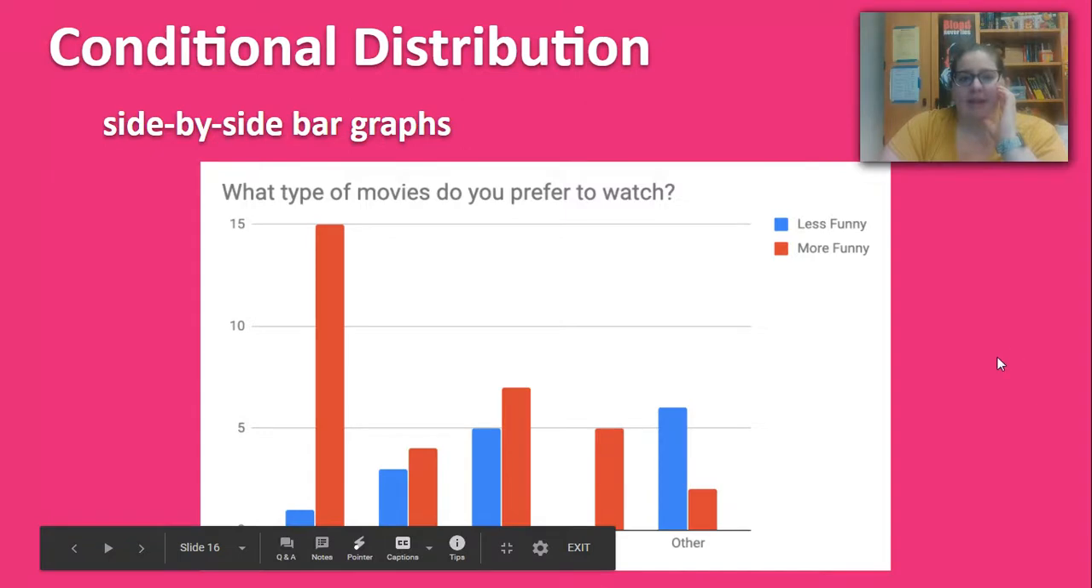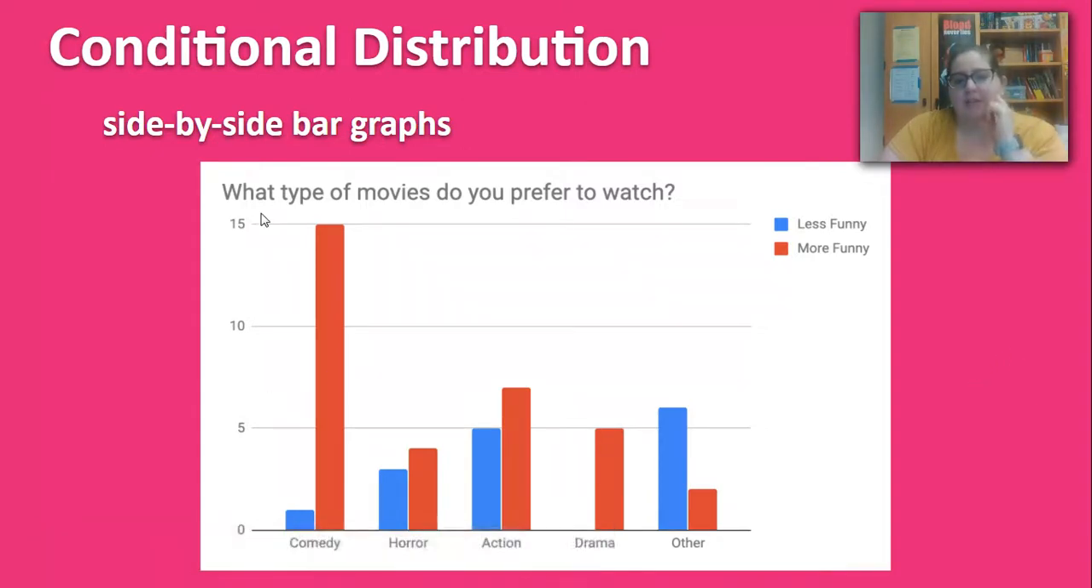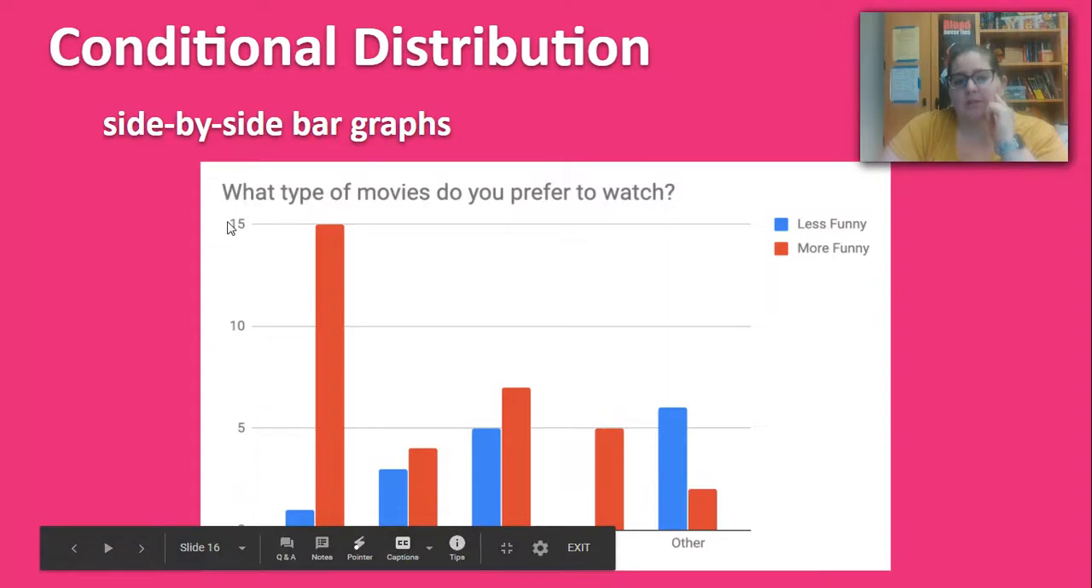Now I could take that conditional distribution and use a side-by-side bar graph. I just use counts on this one, so this is just numbers of students. A side-by-side bar graph, basically we still are separating each category, but now I have one bar that represents the less funny people and one bar that represents the more funny people. And I could do that for each type. And this would give me just a quick look at the numbers, and I could compare the numbers.